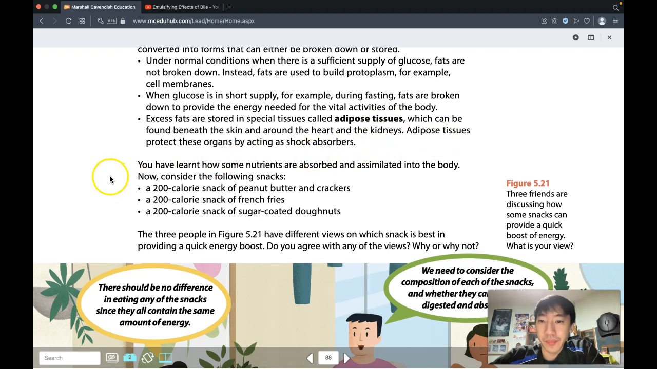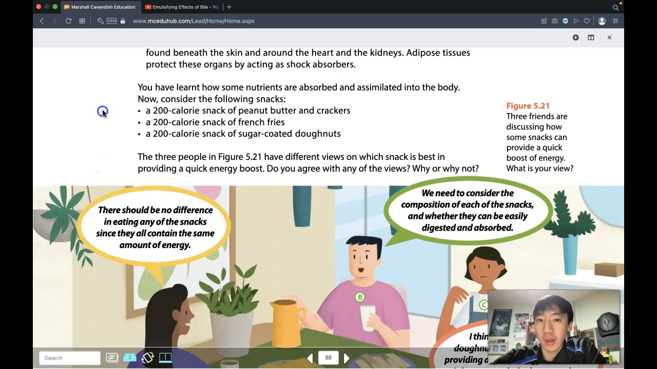Adipose tissue is good to have some, but not good to have too much. If you have too much adipose tissue, it basically means that you might be obese. Nutrients are absorbed and assimilated into the body.